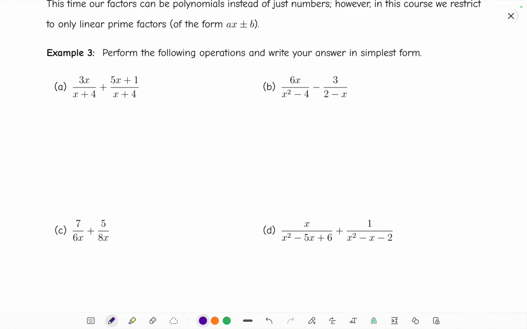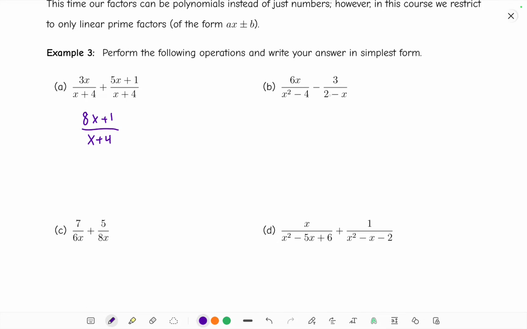Example 3. Perform the following operations and write your answer in simplest form. So here, because we're adding and subtracting, I forgot to mention, don't factor the numerators till the end. Okay, so 3x over x plus 4 plus 5x plus 1 over x plus 4. They already have the same denominator, so I just add them. You get 8x plus 1 over x plus 4. Now 8x plus 1 can't be factored, and x plus 4 can't be factored, so this is all the way reduced.